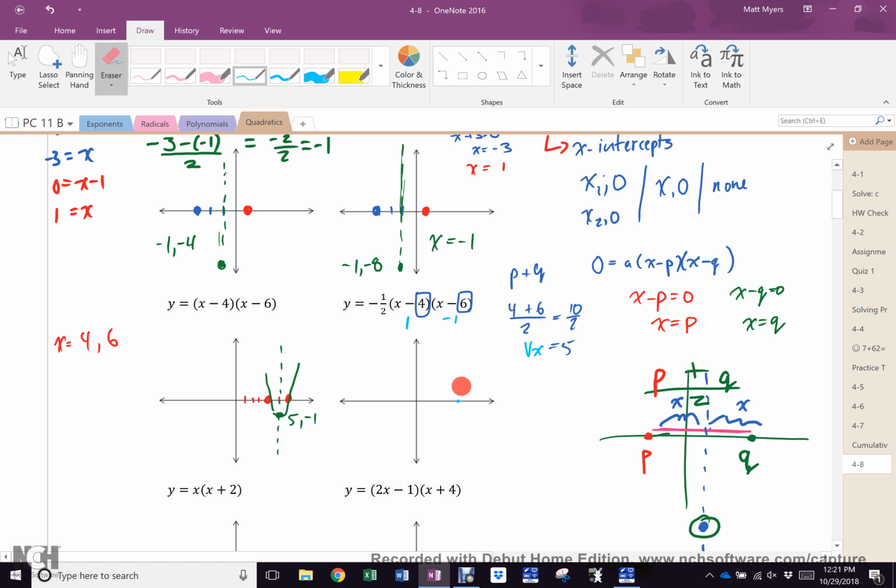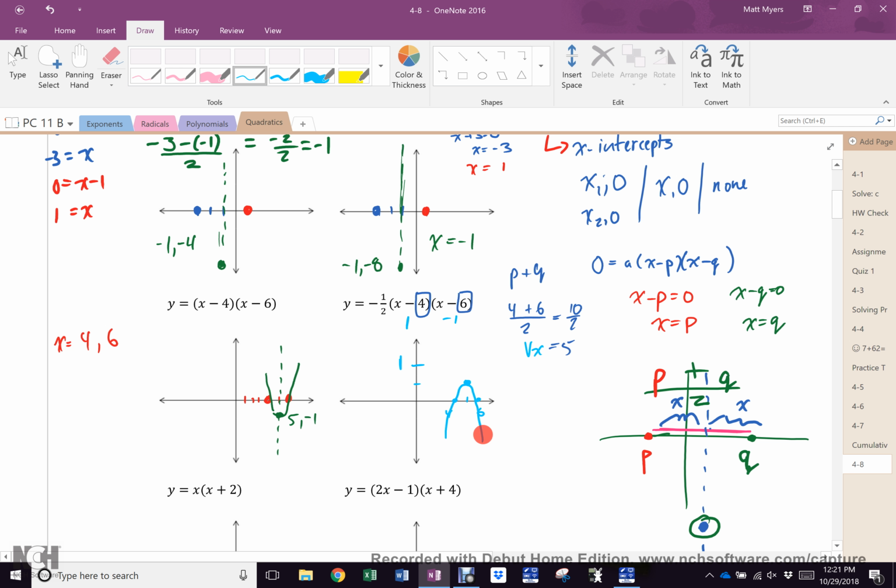So I'm gonna stretch this so it looks bigger, right? 5, and I'm going to stretch on this axis. There's 1, right? So that would be a half, correct? So I'm out at 5, 1/2. And then what does that mean? It opens downwards, and it has to go through 4 and 6.